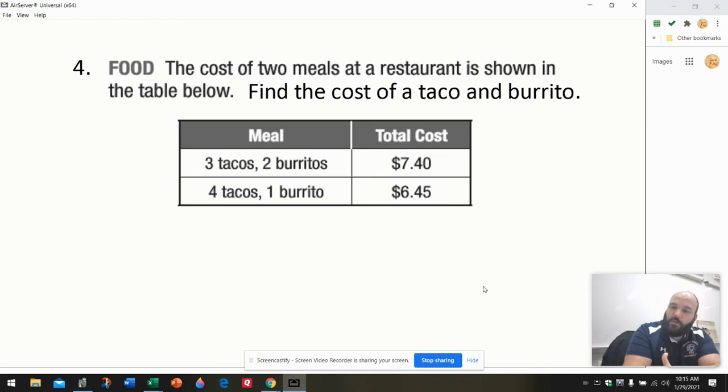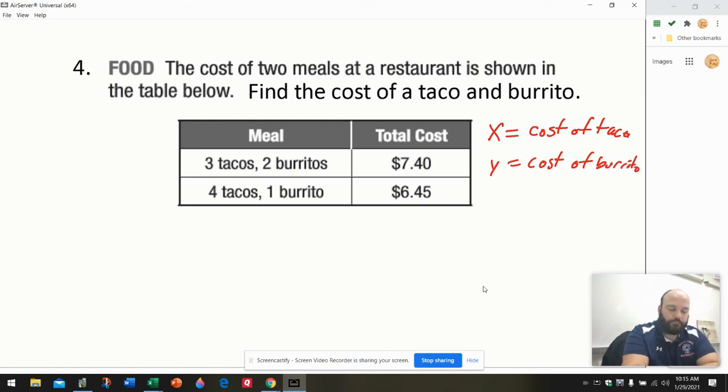And so what we don't know is the cost of tacos and the cost of burritos. So those are our variables. X is cost of taco. Y is cost of burrito. And we have 2 scenarios. We bought 3 tacos and 2 burritos, and it costs $7.40. So that's our equation right there. 3x plus 2y equals 7.4.